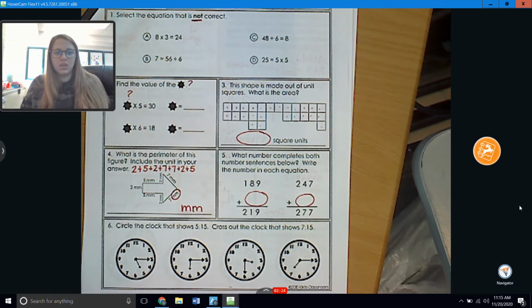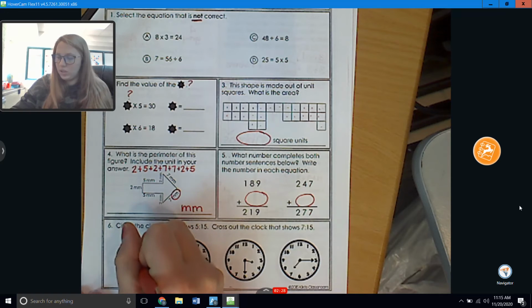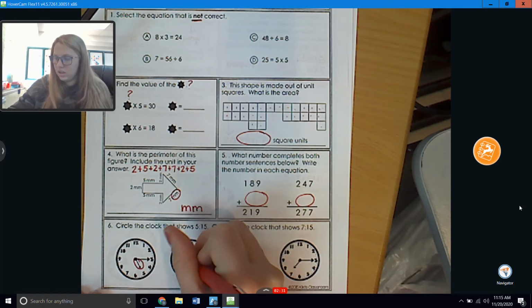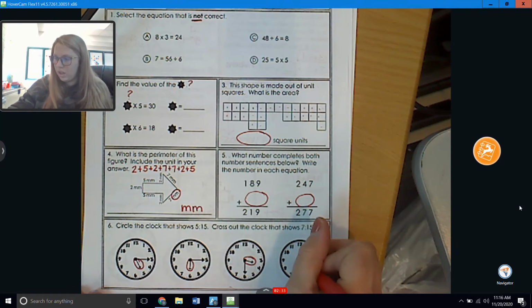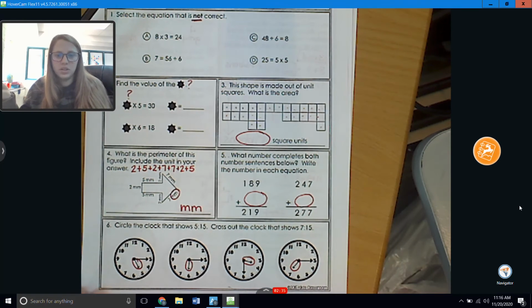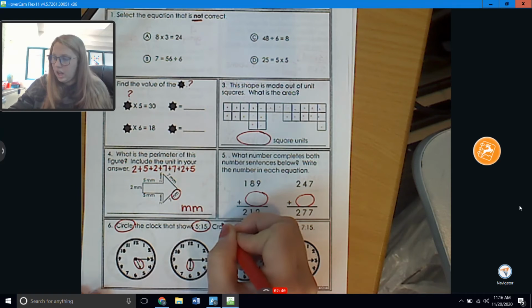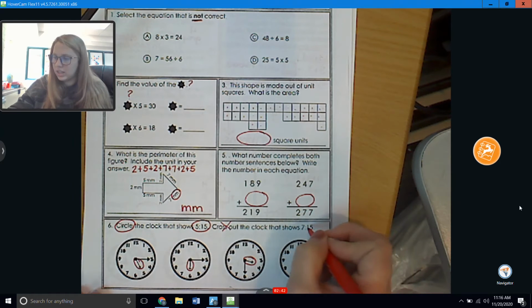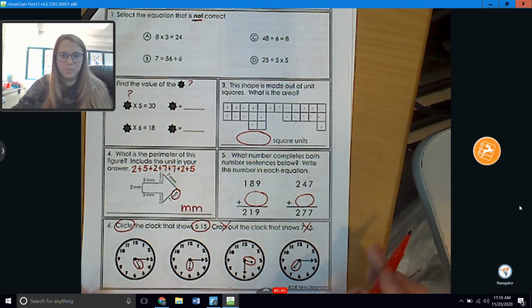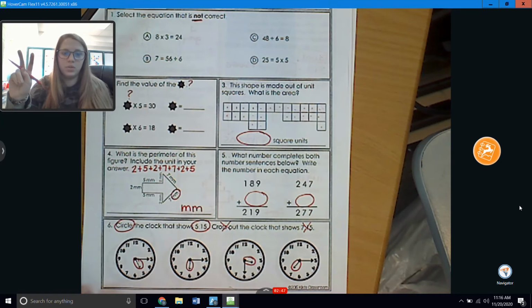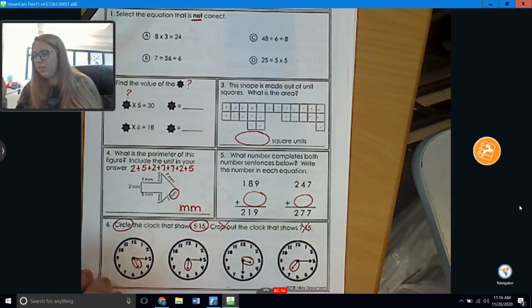And number 6, circle the clock that shows 5:15. I'm going to circle our hour hands again, just as a reminder. These are the hour hands that are circled. You need to circle 5:15 and you will cross out the clock that shows 7:15. So you should have 2 of those clocks marked. One is circled, the second is crossed out. All right, that is your daily math, page 5.